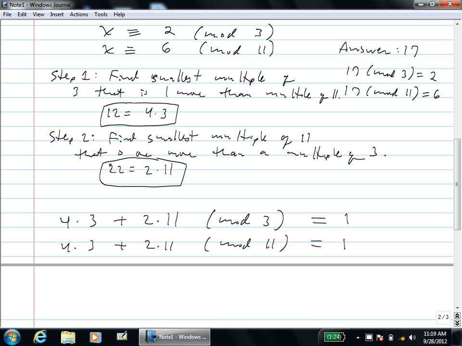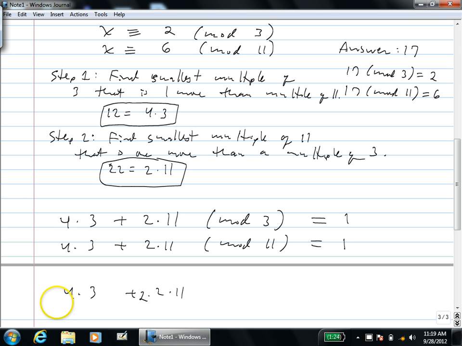Jeffrey's saying that we're somehow going to take these 2 remainders, the 2 and the 6 that I want, and insert them in here. But Jeffrey, if you put... Oh, it's the other way. It is the other way around, and that's a little confusing. But let's take a look why this works. So down here, I'm going to write 4 times 3 plus 2 times 11. I want there to be a remainder 2 when I divide by 3. So I put the 2 here.